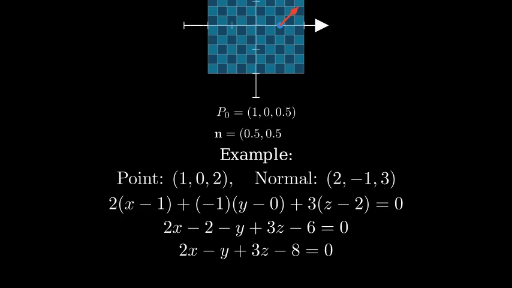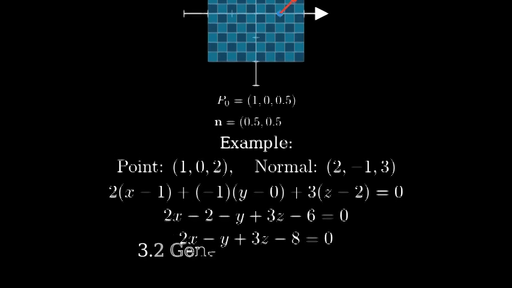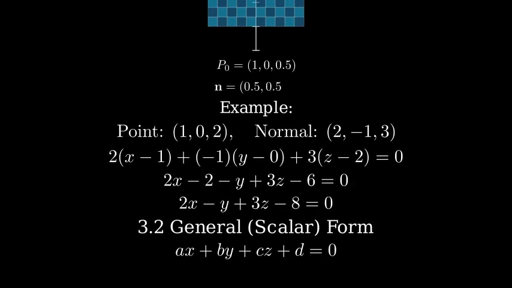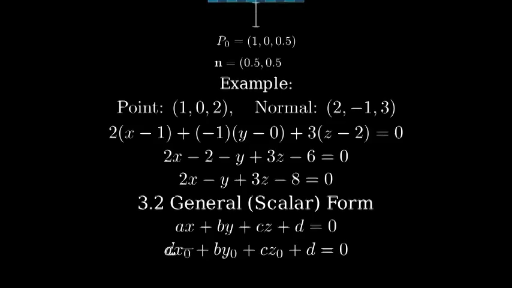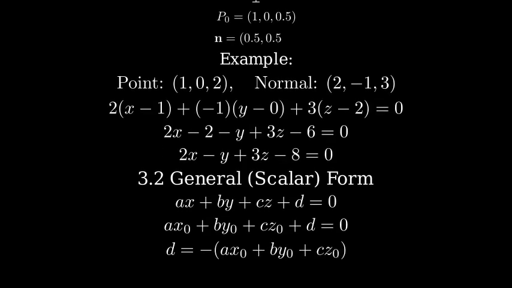The point normal form can be rewritten in a more general form. The general or scalar form of a plane equation is ax plus by plus cz plus d equals 0, where a, b, c is the normal vector and d is a constant. To find d, we use the fact that the plane contains a specific point, x subscript 0, y subscript 0, z subscript 0. Substituting this point into the equation, we get a times x subscript 0 plus b times y subscript 0 plus c times z subscript 0 plus d equals 0. Solving for d, d equals negative (a times x subscript 0 plus b times y subscript 0 plus c times z subscript 0).